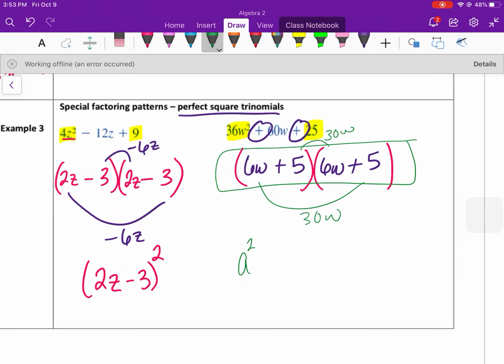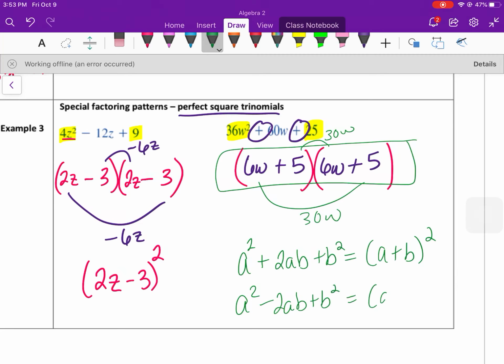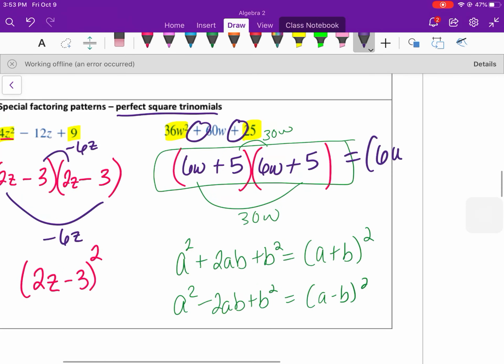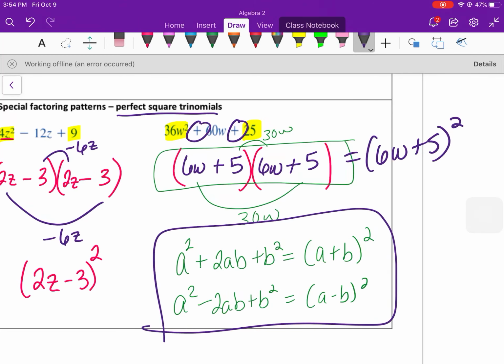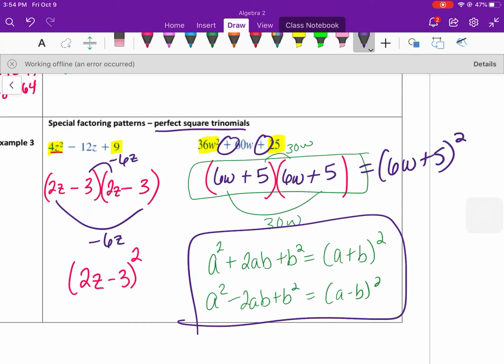Now the perfect square trinomial equation is if you have a squared plus 2ab plus b squared, then it factors to a plus b squared. And if you have a squared minus 2ab plus b squared, then it factors to a minus b squared. So we can rewrite this as 6w plus 5 squared. But these formulas are not necessary if you just guess and check or try what I showed you, just thinking about it. No use trying to memorize a formula with a bunch of variables that you probably won't remember later.